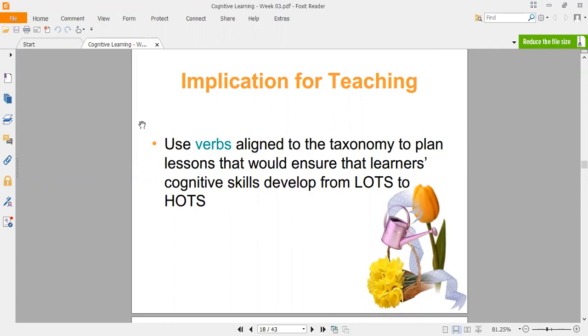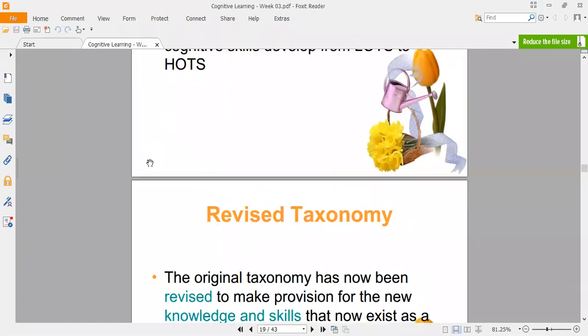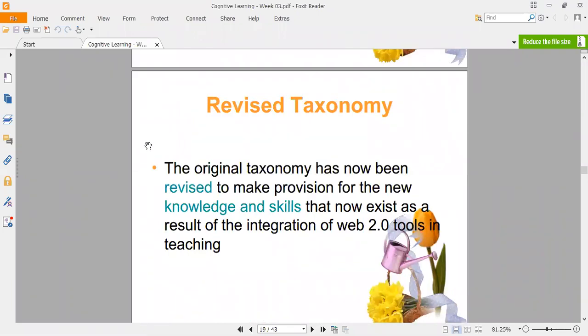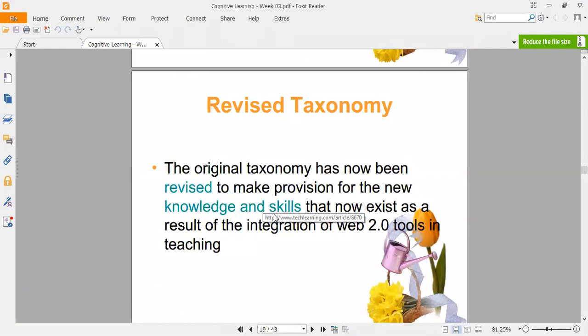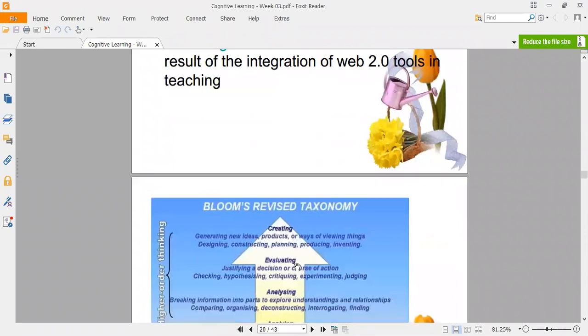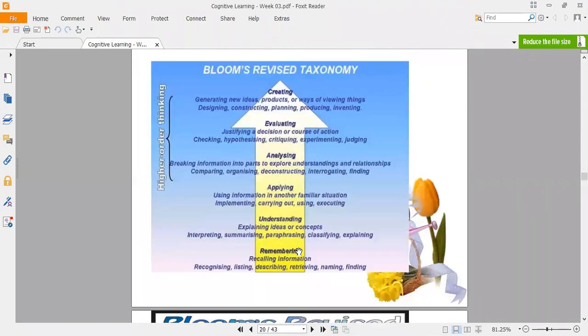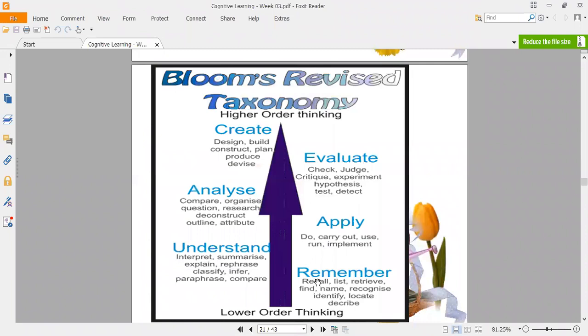Right. And use verbs aligned to taxonomy to plan lessons. According to that, the original taxonomy has now been revised to make provision for new knowledge and skills. That's what I said. The previous one had a problem with knowledge and skills. So now they do have knowledge and skills, right? So you can see how it is coming up, right? Remembering, finding names, recognizing, understanding, applying those things, analyzing.